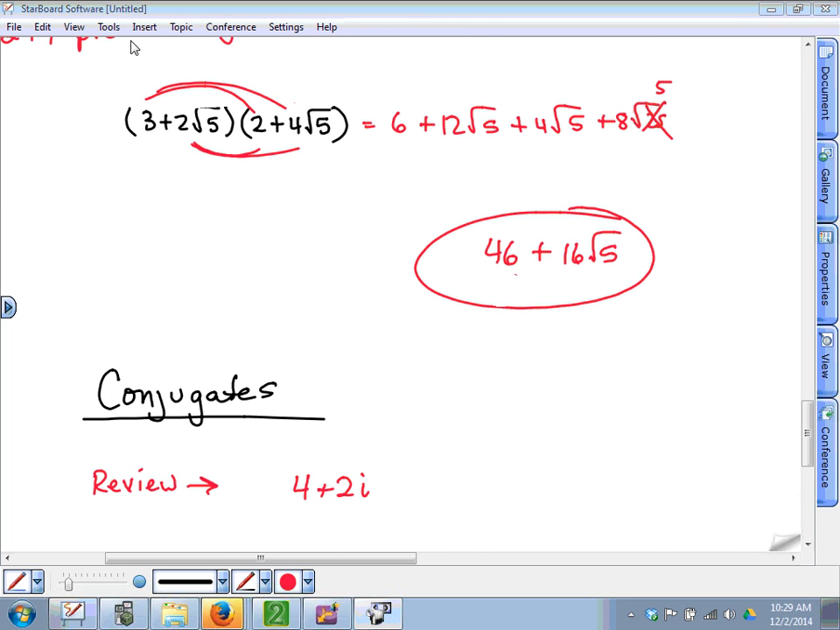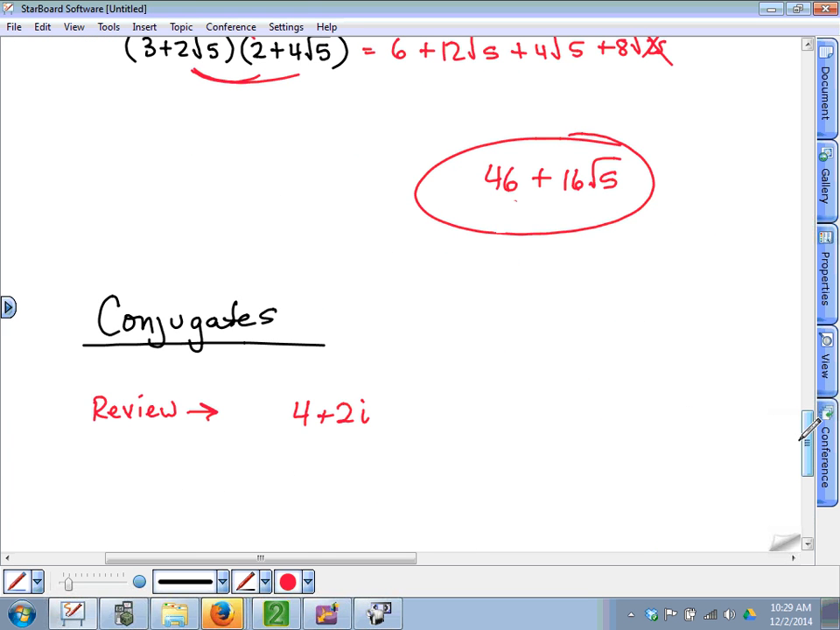Okay. Real quick. This is review. This part. Come on, write it down. You should have heard this word before. Conjugates. We used it back in Unit 2. When we talked about complex zeros, they always come in conjugate pairs. That's what we learned.